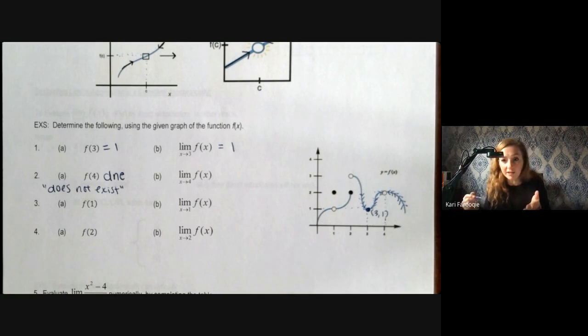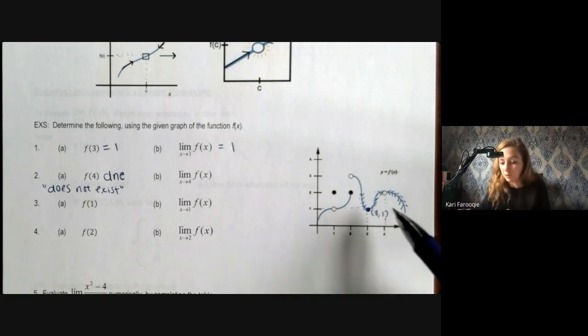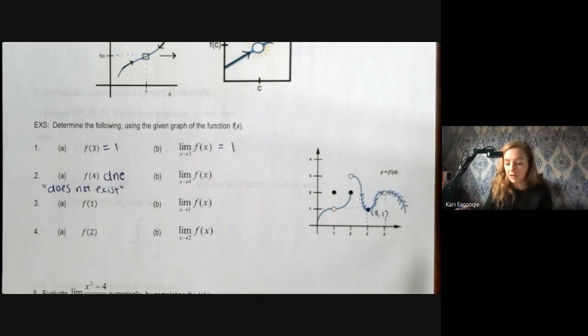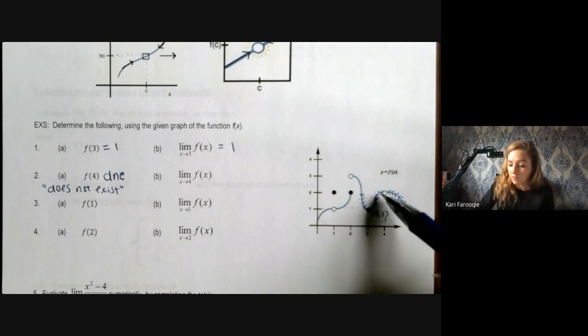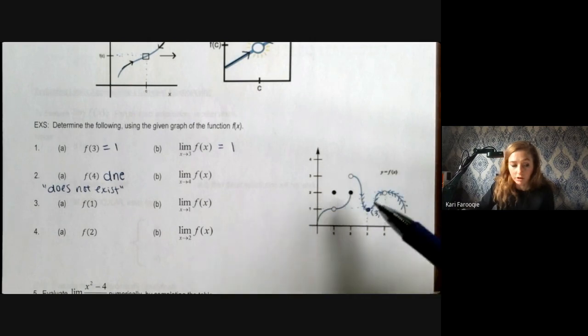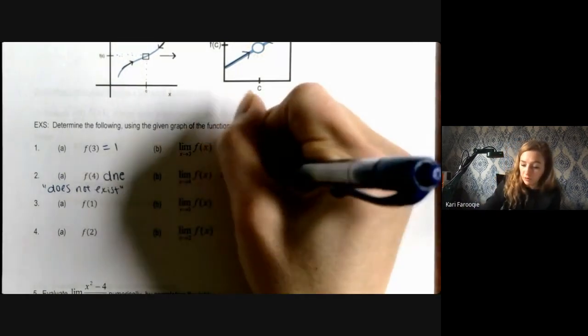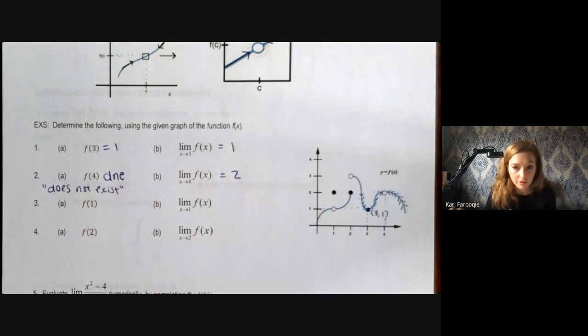And it must be the case that we're approaching the same value from both sides. So you can see that from the left and from the right, as x is approaching 4, the value that y is approaching is 2. Therefore, the limit of the function is 2.